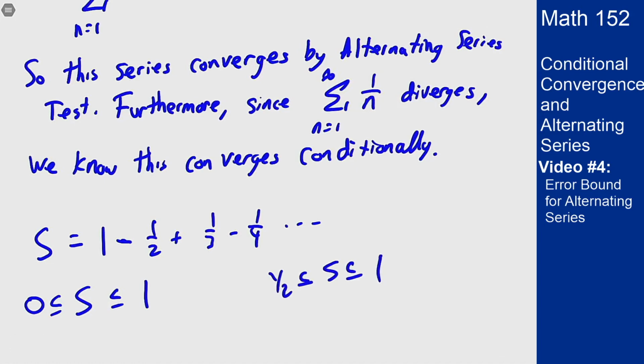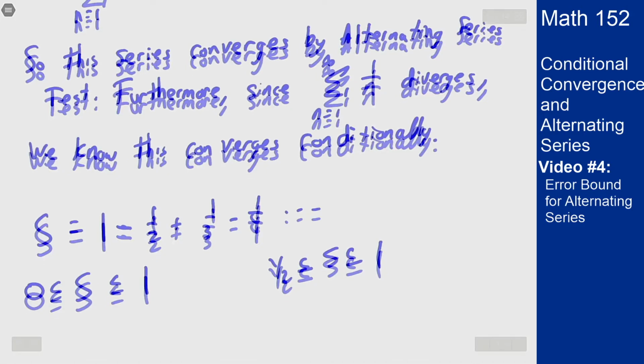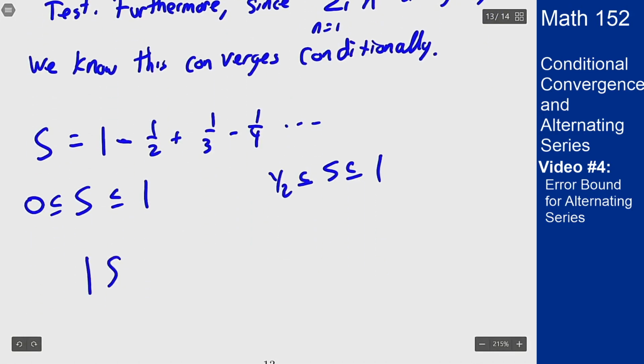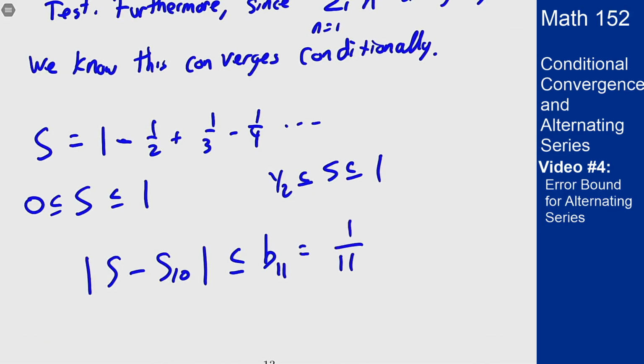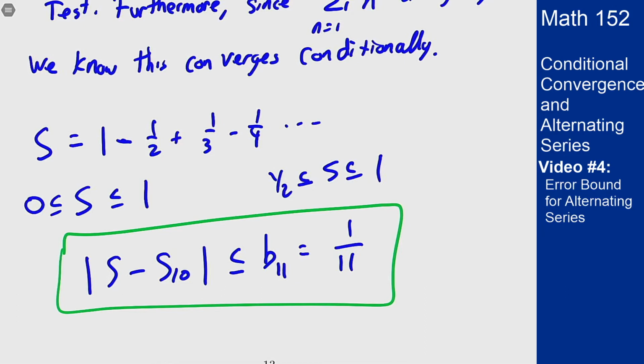Now what about S10? How does S10 compare to S? Well, our corollary from today says that the absolute value of S minus S10 is less than B11. B11 is 1 over 11. That means that S10 must be within 1 over 11 of the total series limit. If I wanted to be within, say, 1 over 1,000, I could take 1,000 terms and I would know for a fact that I'm within that, because this bound would tell me that. That's what we know about this series from this corollary and this setup here.